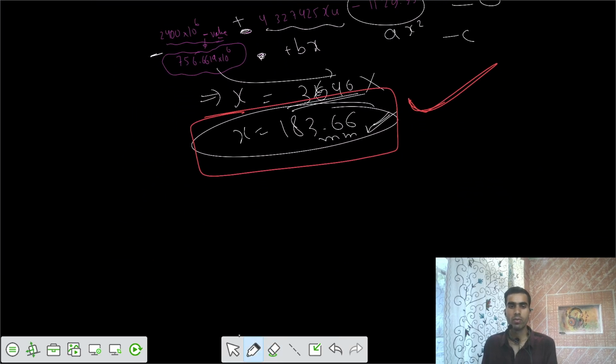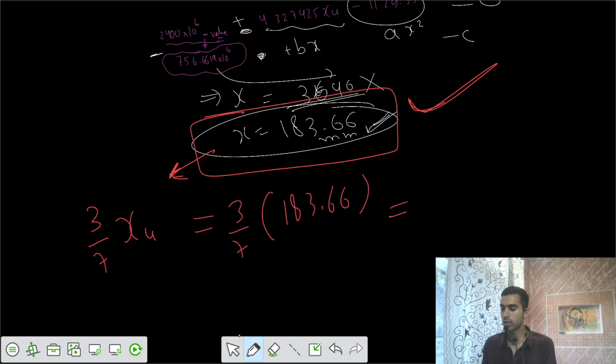Now we need to check whether this is as per the assumption. We need to see whether 3 by 7 of XU is as per the assumption. Let's solve that. 3 by 7 of XU is equal to, let's see what this value comes out to be.